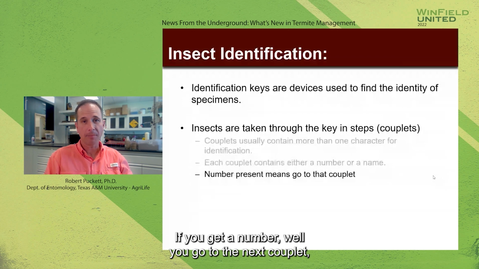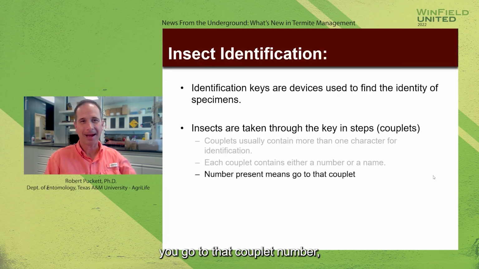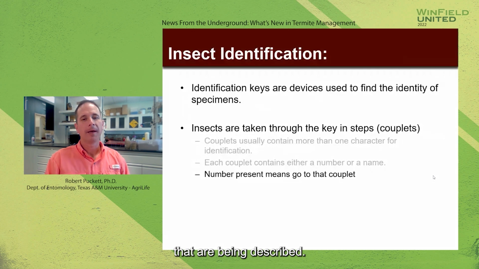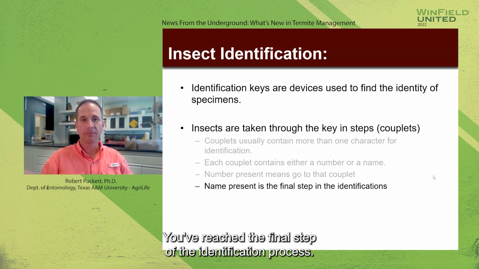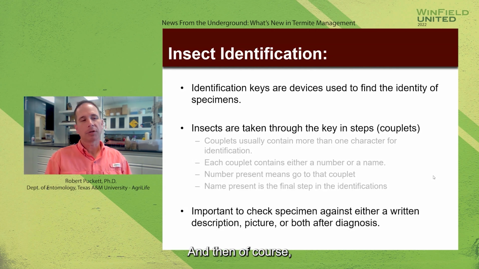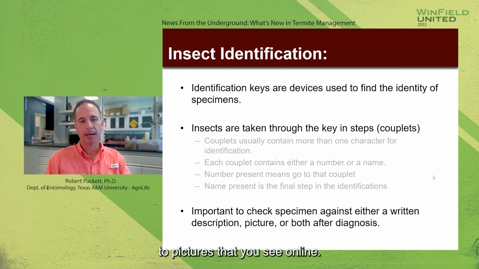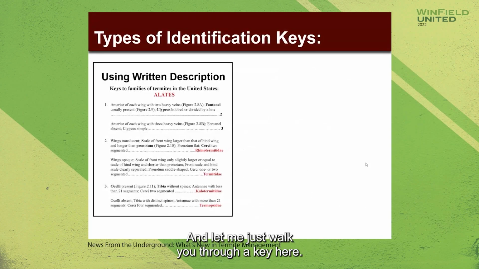If you get a number, you go to that couplet number and start to look at the characters being described there. But if you get a name, you're done. You've reached the final step of the identification process. Then, of course, it's good to get online and make sure things match up to pictures. Let me just walk you through a key here.